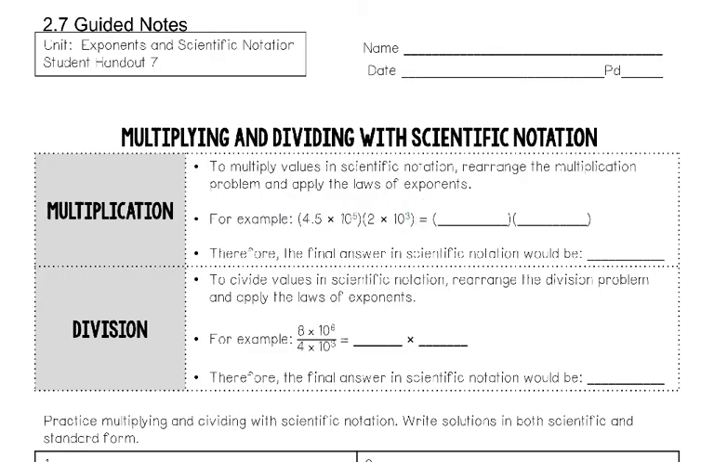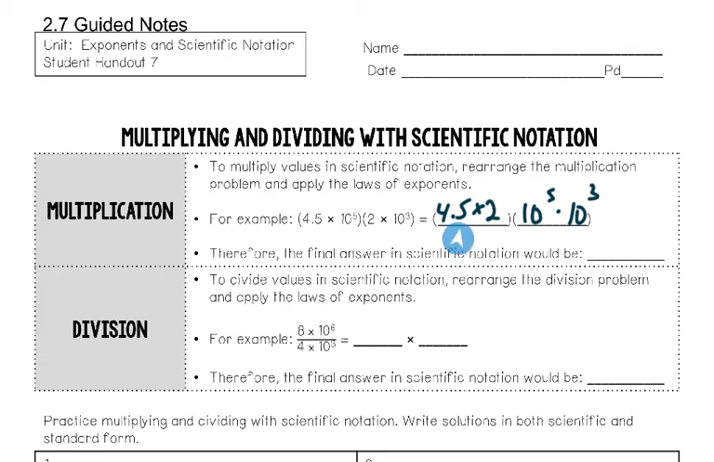For example, you could end up with a problem like this on a no calculator part of a test. If that was going to be the case, you have a strategy. You can break apart 4.5 and you can times that by 2. So you're just multiplying the numbers out front. The second thing you could do is multiply the 10 base with an exponent of 5 times the 10 base with an exponent of 3.